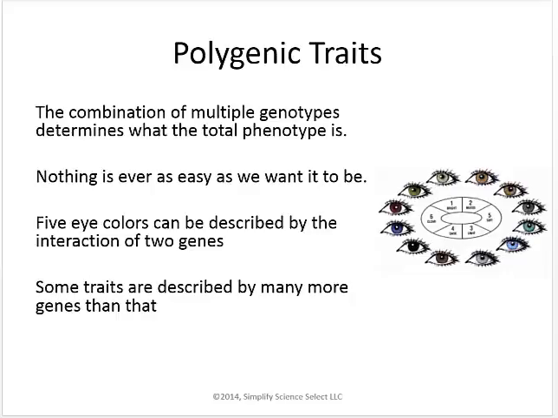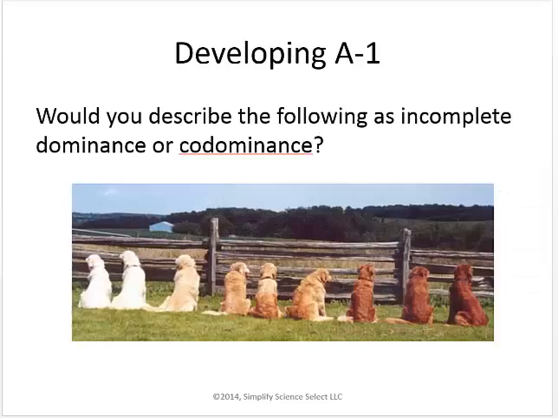Unfortunately, nothing's ever quite as easy as we want it to be. Some traits can be described by tons of genes. It depends. Here's a developing question. In this picture, do you think this is an analogy talking about incomplete dominance or codominance? The picture here is trying to get us to talk about incomplete dominance. We can see it blending together. Wonder how long it took to get those dogs sitting together. Though the fact that there's a lot of different shades might suggest some kind of polygenic trait, clearly they're making us think about codominance.